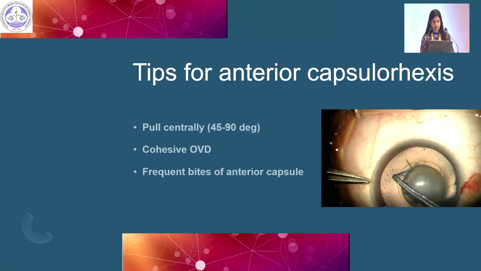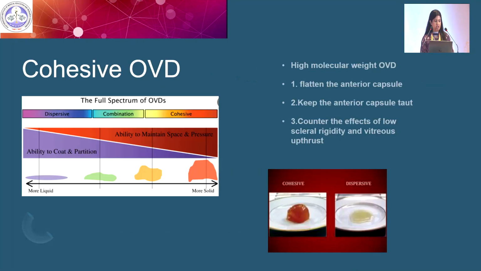And what are the tips? We should pull the anterior capsule centrally, use a cohesive viscoelastic, and should take frequent bites of the anterior capsule. A high molecular weight cohesive viscoelastic should ideally be used, as it flattens the anterior capsule and keeps the anterior capsule taut.